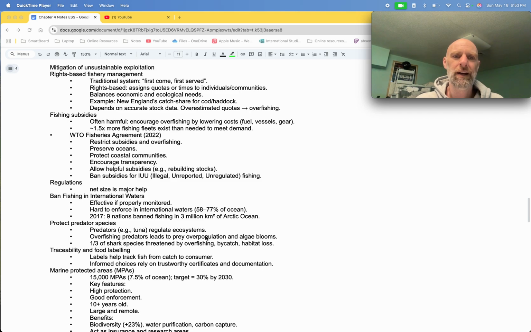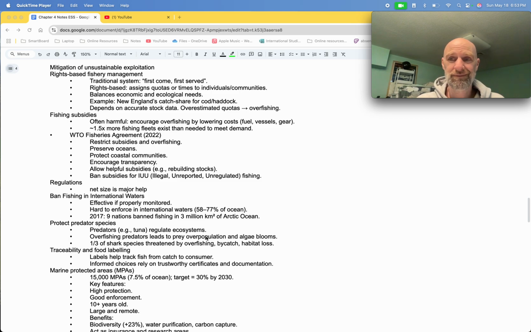Yep. It depends on accurate stock data. Overestimated quotas lead to overfishing. So, better to underestimate than over. Fish subsidies are often harmful. They encourage overfishing by lowering costs for fuel, vessels, and gear.